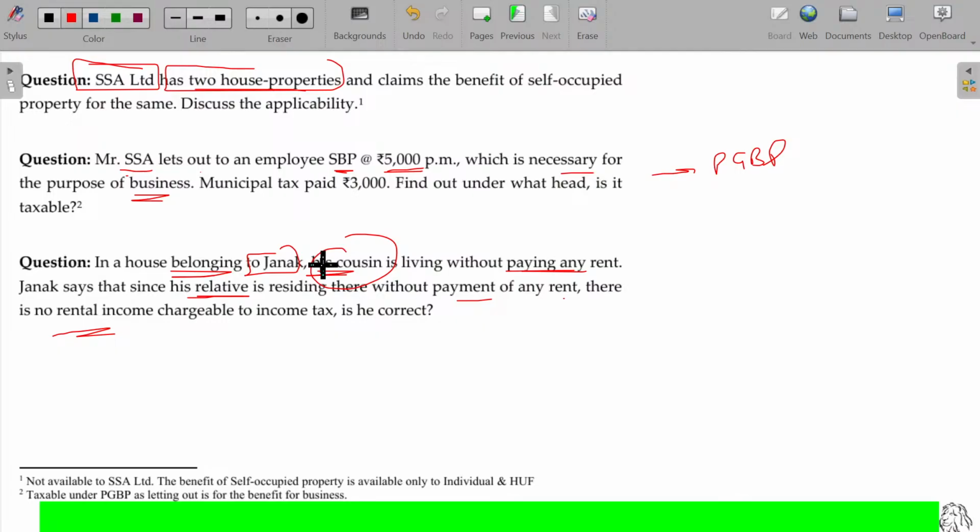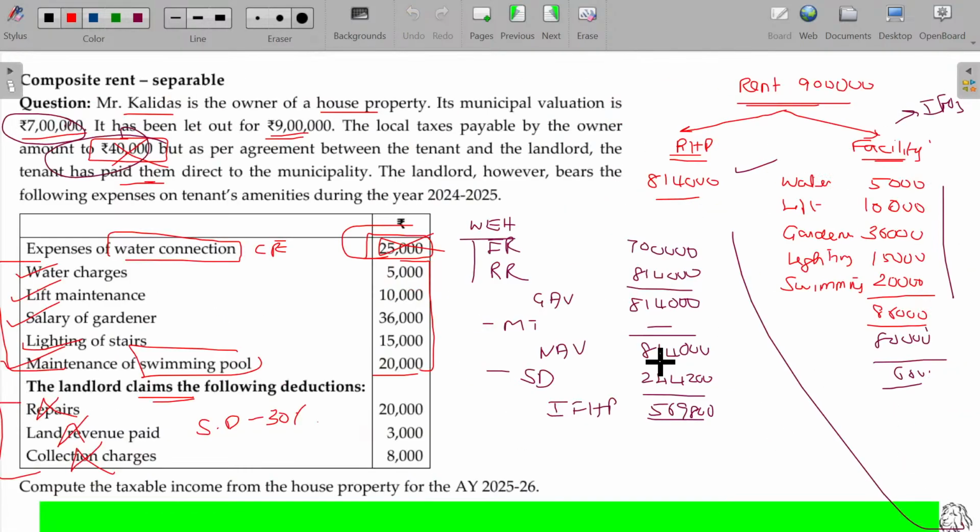No need to worry about that. But a cousin is not forming part of the family, so will not be considered for the benefit. So he has to pay the tax based on the notional income. Clear? So with that, all the theory, illustrations and discussion illustrations are also over.